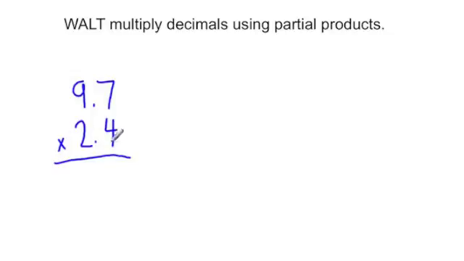And that when we're looking at this 4, this isn't actually a 4, it's really 4/10. And this is 7/10, and then a 9 and a 2. And that's what partial products help us to remember.